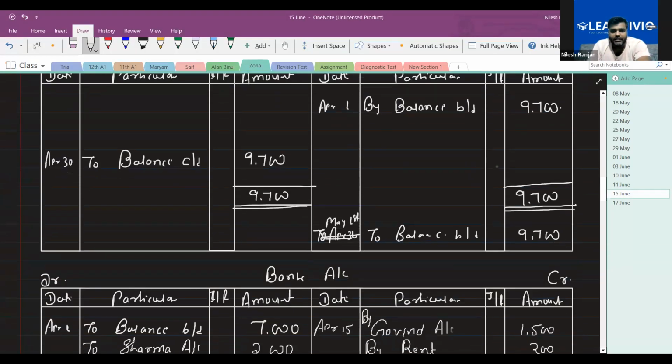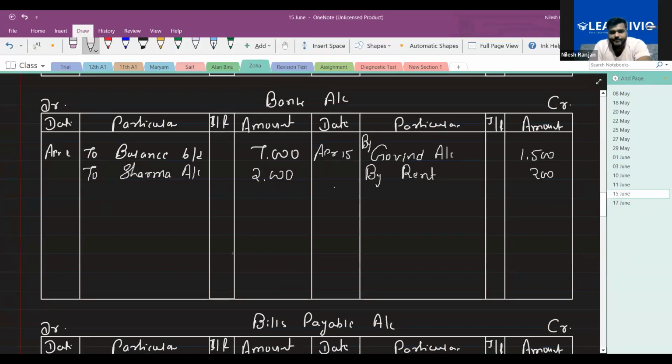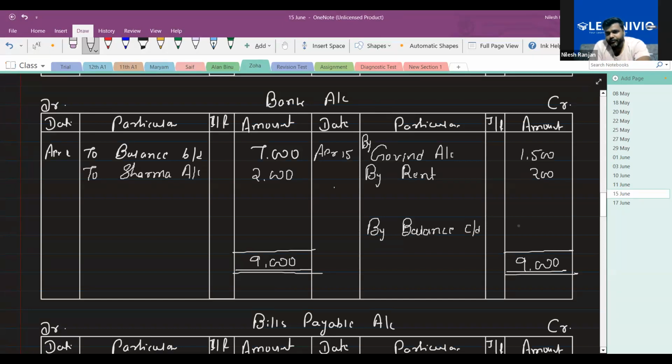Now we will come to the bank account. Here on the debit side it is 9,000, and on the credit side it is 1,700. So 9,000 minus 1,700, it will be by balance CD 7,300. And this will be written here, to balance BD 7,300.